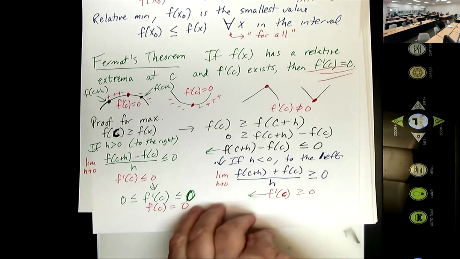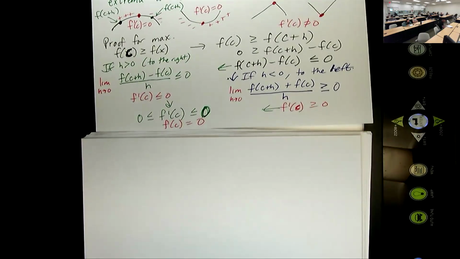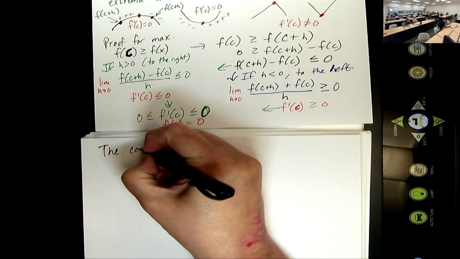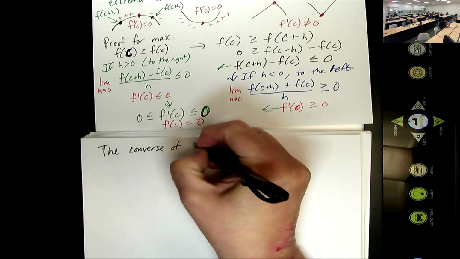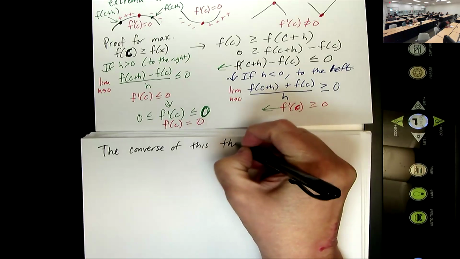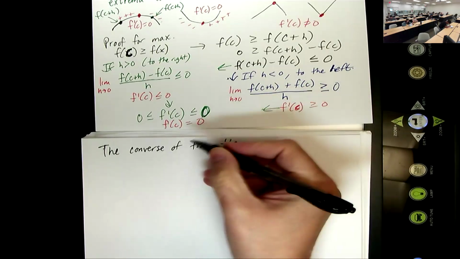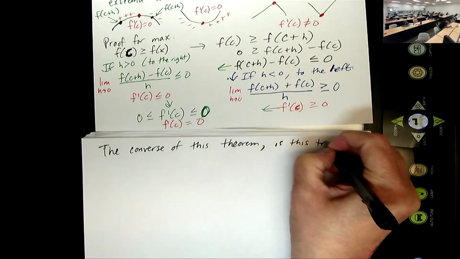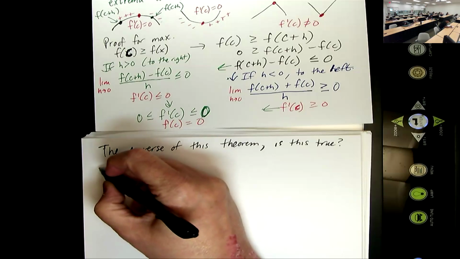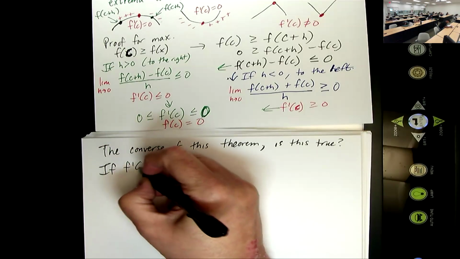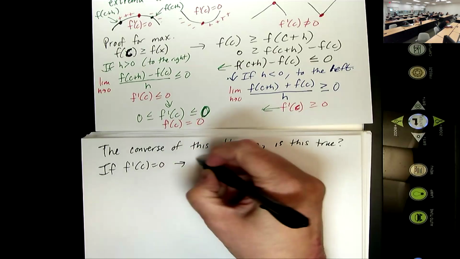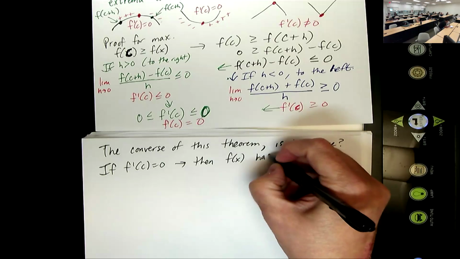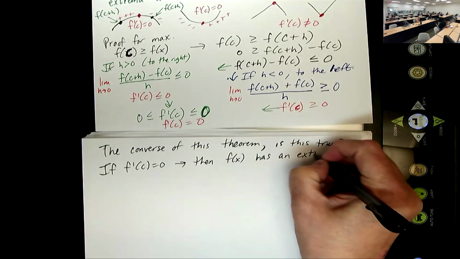If we switch this around, is it still true? So the converse of this theorem is changing the order. And we want to know, is this true? If f prime of c equals 0, then f of x has an extremum at c.